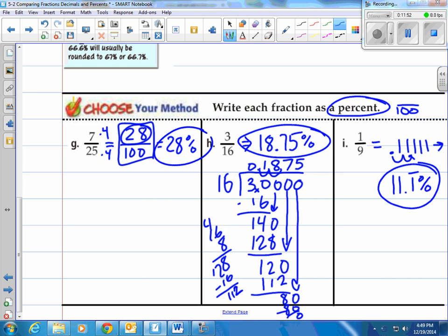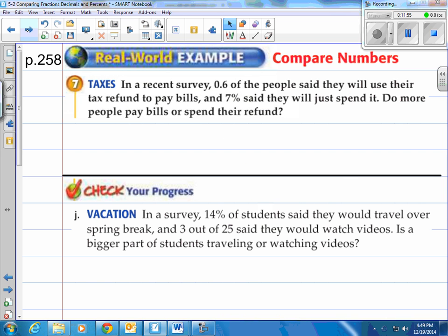All right, moving on. Here's the 7th example. It's a real-world example. It says comparing numbers. In a recent survey, 0.6 of the people said they will use their tax refund to pay bills, and 7% said they will just spend it. Do more people pay bills or spend their refund? Now, the tricky part is they give it to you as a decimal number, and then they give you the next one as a percent number. Well, you have to convert those to be in the same type of number.